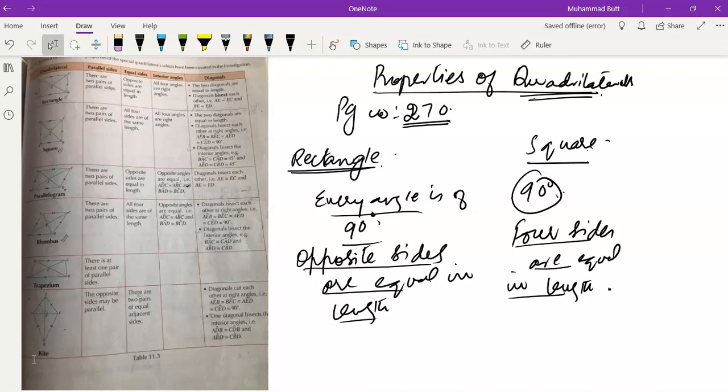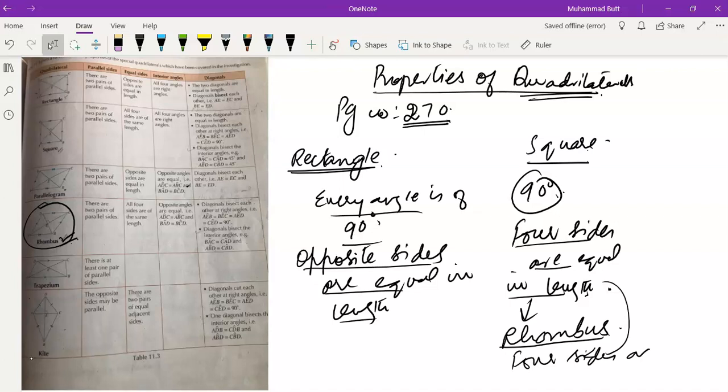Now we'll come to the rhombus. What is a rhombus? A rhombus is somewhat similar to a square. How? All four sides of the rhombus are equal in length. Look at this. All four sides are equal in length, but there is a difference: there isn't any angle of 90 degrees. All four sides are equal, but there isn't any right angle.